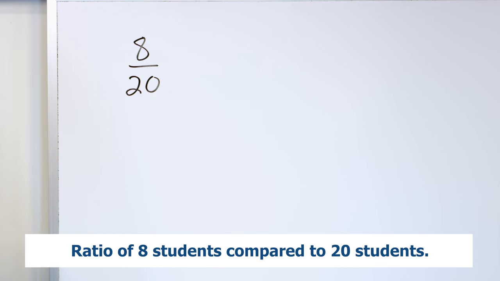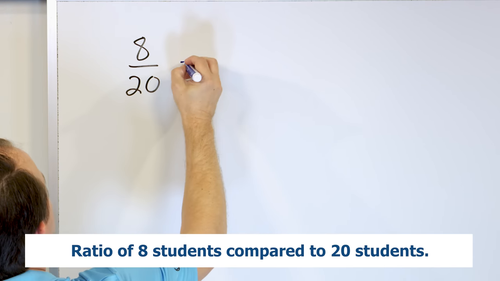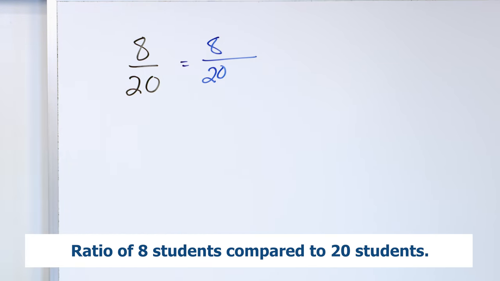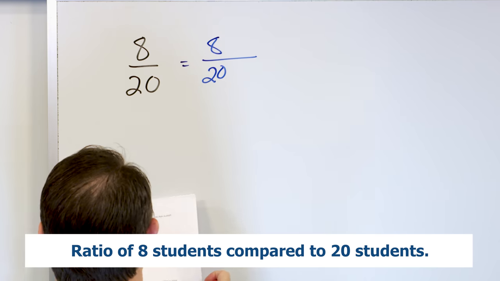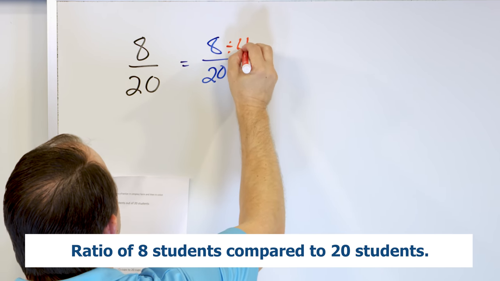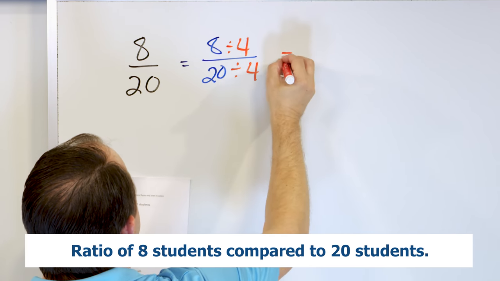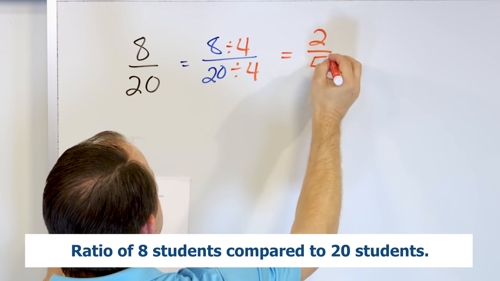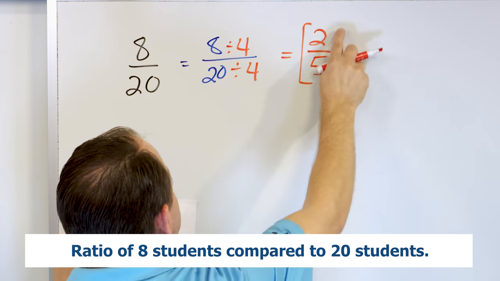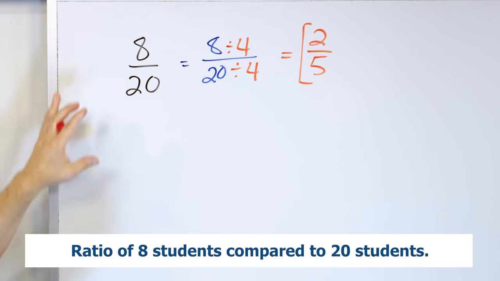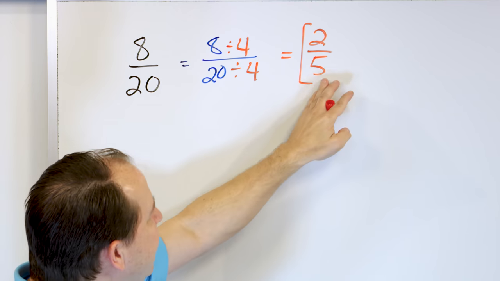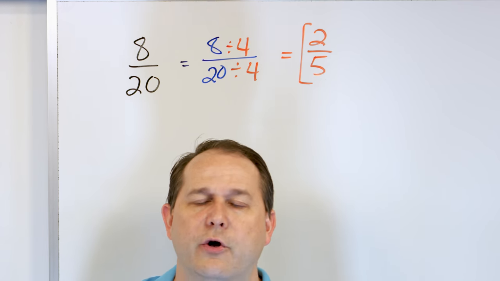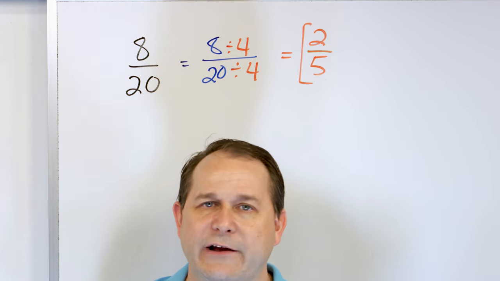Now you can see these are both even numbers, so we can take the 8 out of 20 and we can simplify this to find the simplest ratio that still maintains the relationship. So we can divide by 4, we can divide by 4. 8 divided by 4 is 2, and 20 divided by 4 is 5. Now even though these numbers, 2/5, or 2 and 5, are not anywhere in the original problem, these are actually the simplest numbers that still maintain the ratio, or the relationship, between classroom A and B.